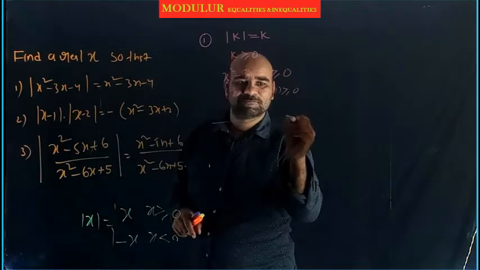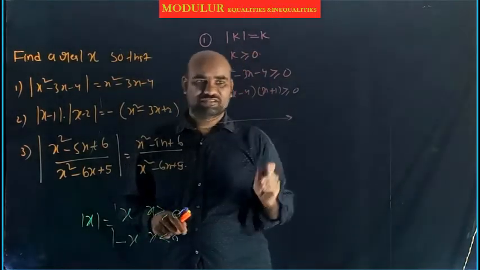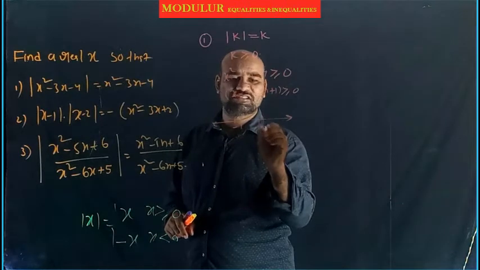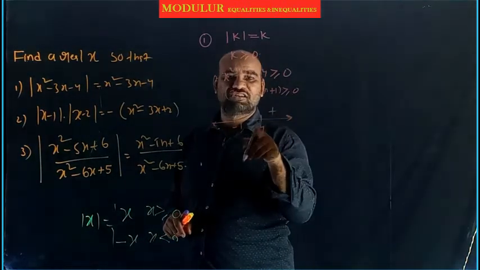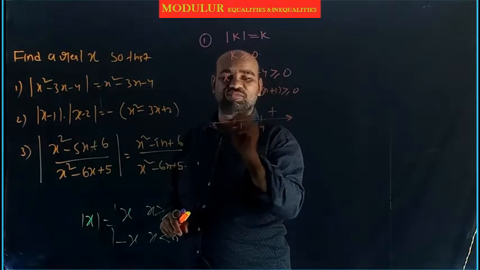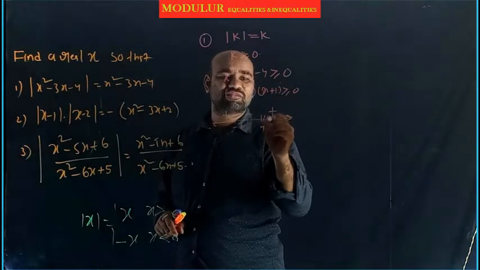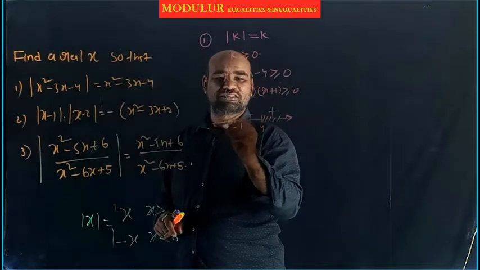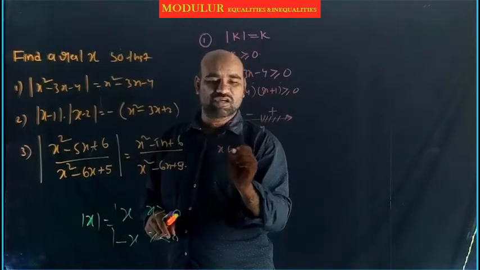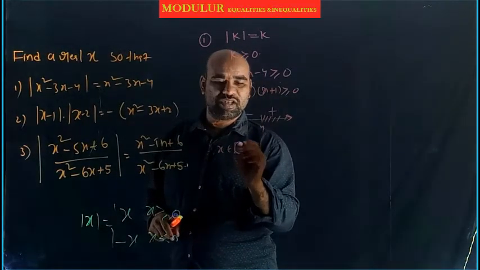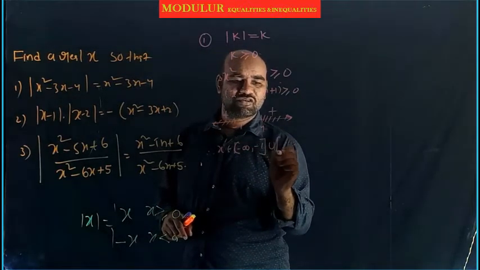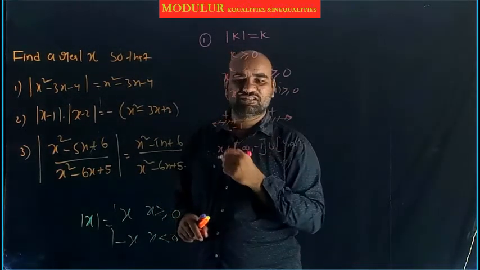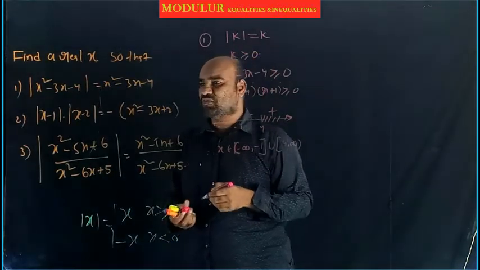Number line, wavy curve method. Zeros should be identified. Rightmost side plus, then odd minus plus, with greater than or equal to symbols. Therefore x belongs to open minus infinity to minus 1 closed, union closed 4 to infinity. So this is the answer for the first problem.